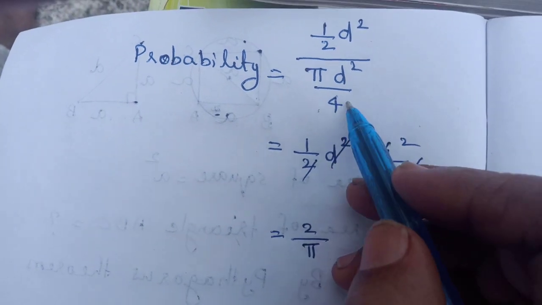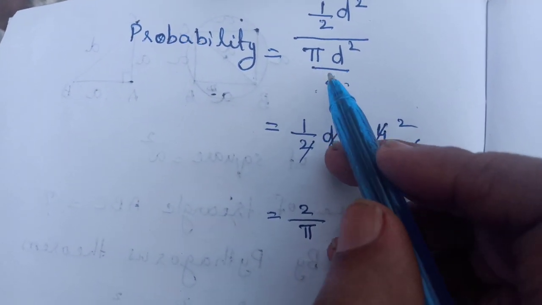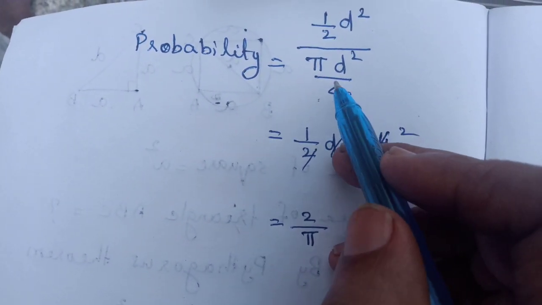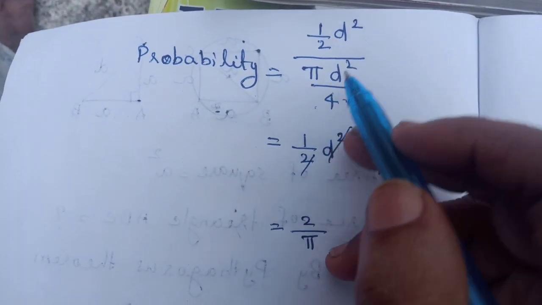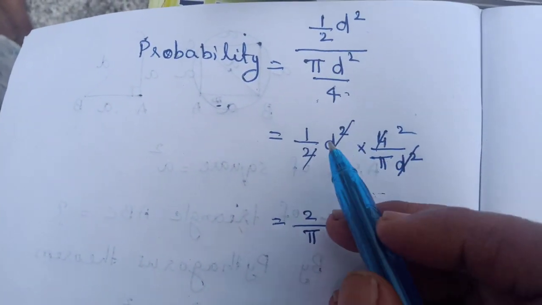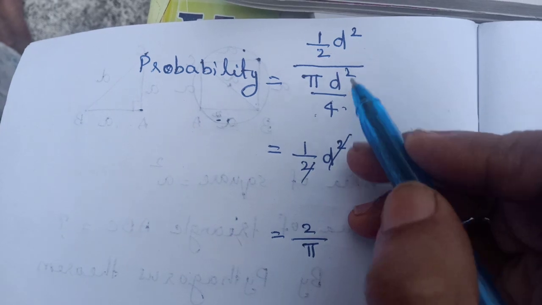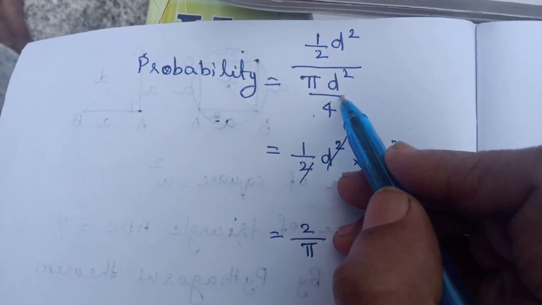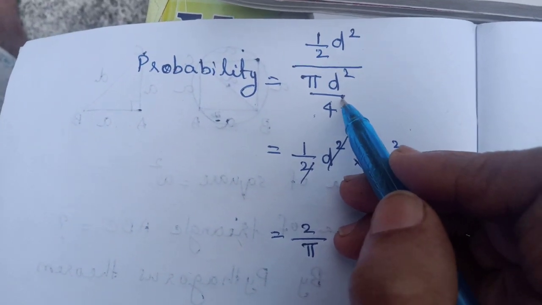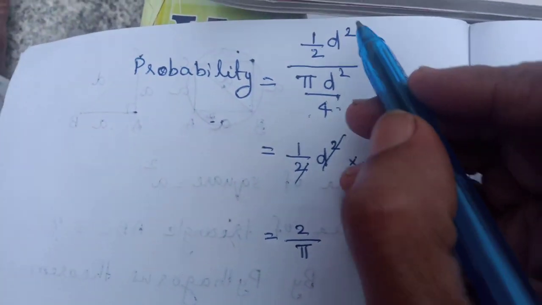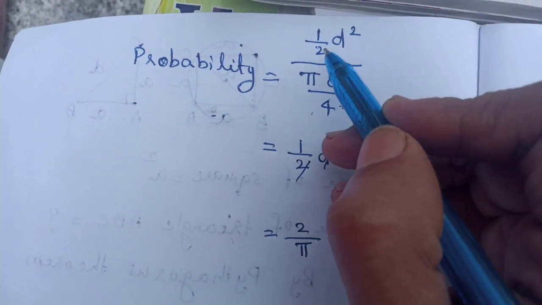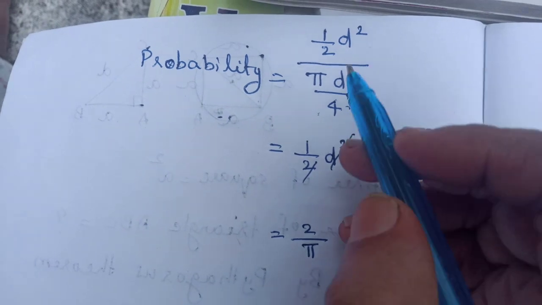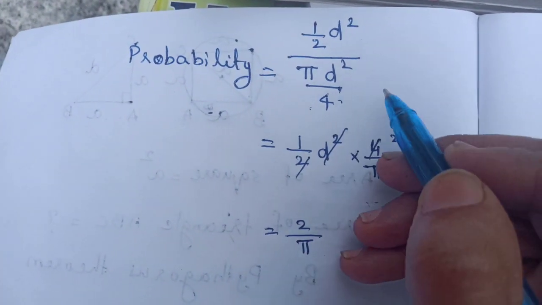That is, the area of the outside figure you put as denominator, then numerator half D square. Then we have to take the reciprocal of the denominator fraction. One fraction on top is 1 by 2, and another fraction is pi by 4.